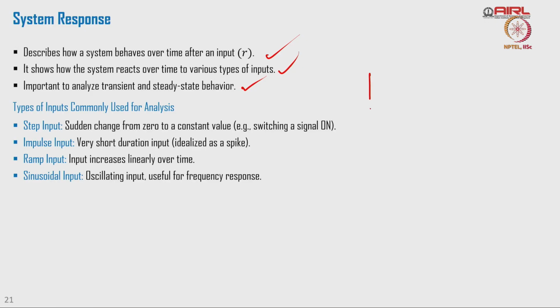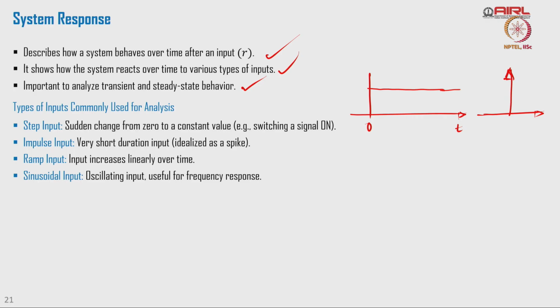What we want to do here is that there are certain types of inputs which are commonly used for analysis. So, one is step input. If we plot a step input, say this is t and this is time t equal to 0, then step input is a constant magnitude input which goes like this. Impulse input is something like this. If it is plotted, it comes for a very short duration of time. Ideally it comes as a spike.